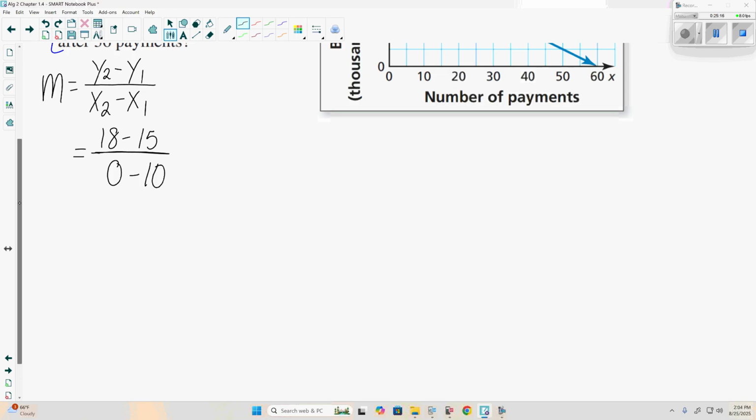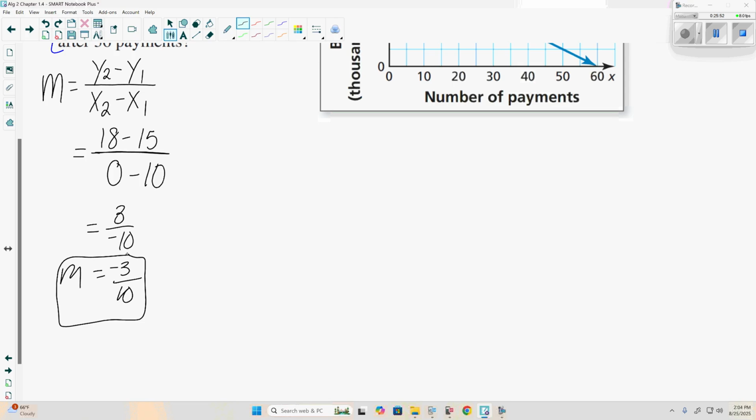Now, 18 minus 15 is 3. 0 minus 10 is negative 10. I like having the negative. If the slope is negative, I like putting the negative on top or in front. I don't like leaving it on the bottom of the fraction. But solving for this here, we find the slope is negative 3/10. The slope is negative, so the equation of the line should be going down. Yes? Is the line going down? Yeah. So that does tell us we do have the correct sign, at least for the slope.